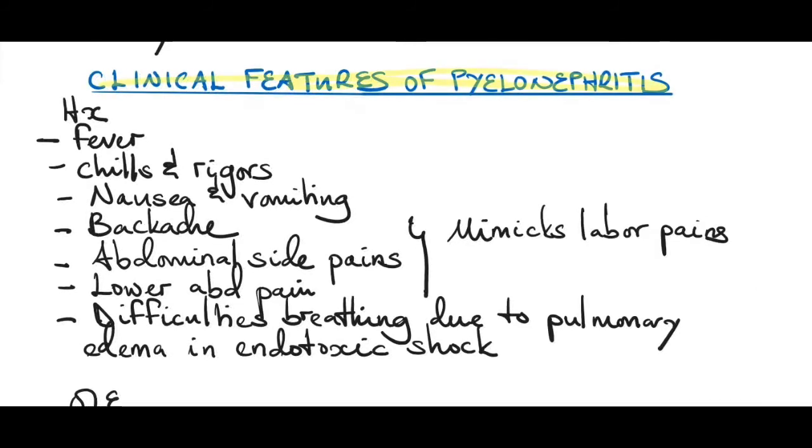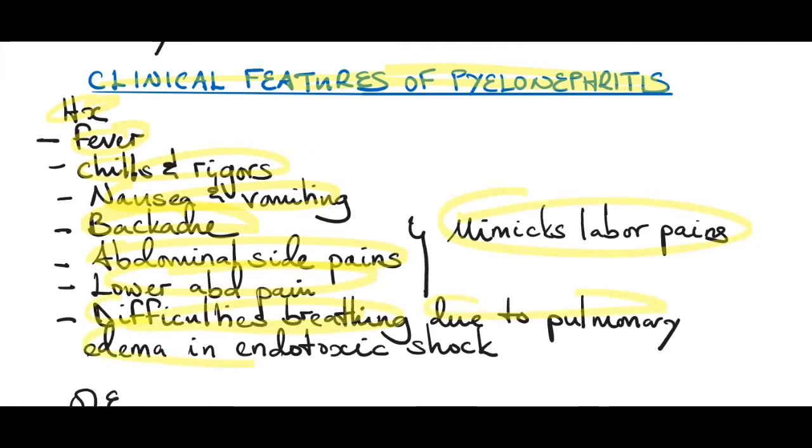Clinical features of pyelonephritis. The patient will come in with complaints of fever, chills and rigors, nausea and vomiting, backache. Backache occurs because remember that the kidney is a retroperitoneal organ. Abdominal side pains, low abdominal pain. It can actually mimic labor pains. There might be difficulties in breathing due to pulmonary edema and endotoxic shock. This is when the pyelonephritis has complicated into overwhelming sepsis.